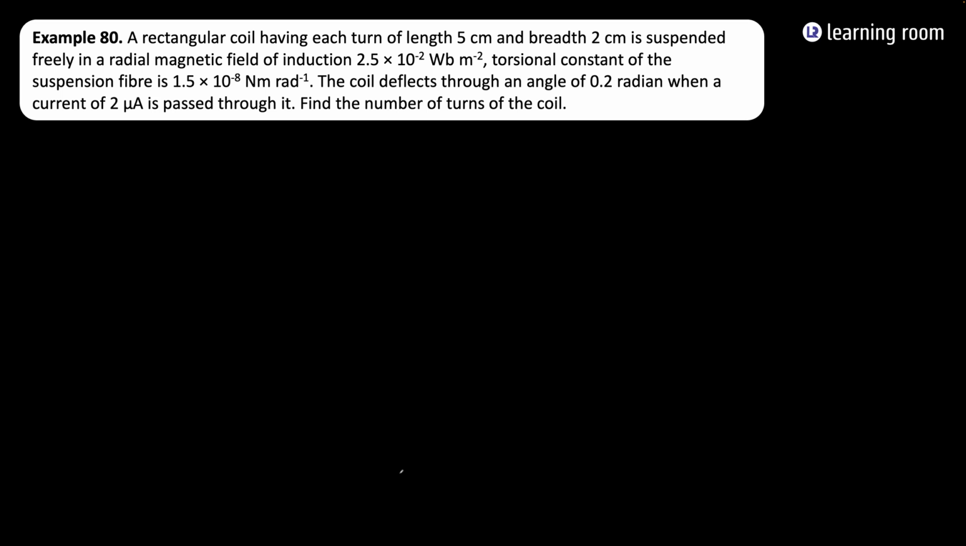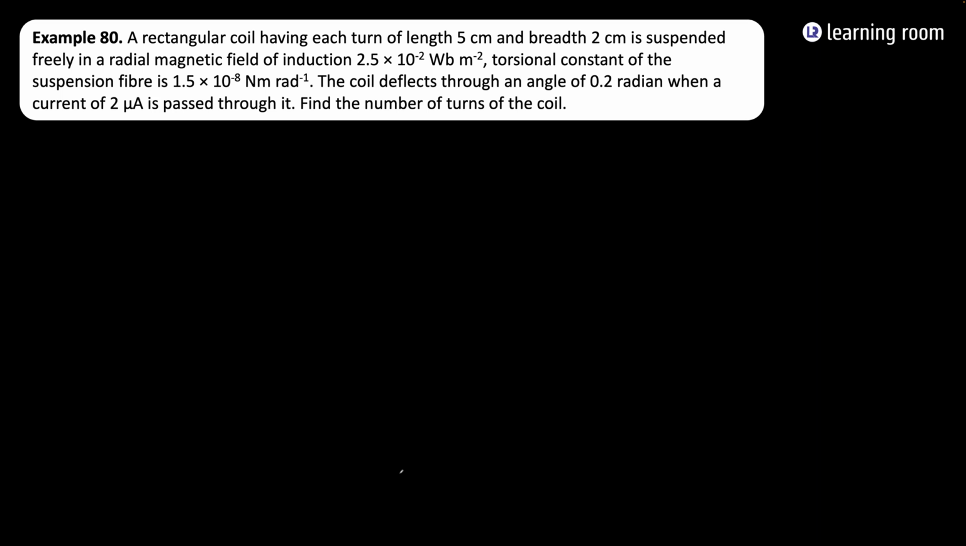The coil deflects through an angle of 0.2 radian when a current of 2 microampere is passed through. Find the number of turns in the coil. Same, NIBA is equal to K alpha. N is what you need to find. I is how much? 2 into 10 power minus 6. What is the value of B? Weber per meter square is the same as Tesla. So it's an SI unit itself. 2.5 into 10 power minus 2. Total over the 2 into 10 power minus 6 into 2.5 into 10 power minus 2. You should get 5 into 10 power minus 8.